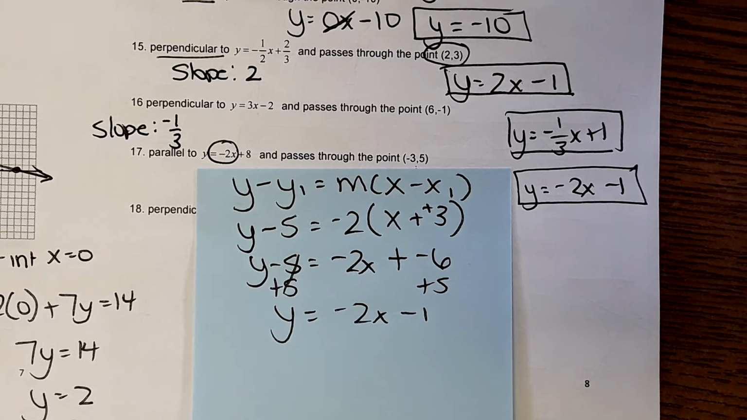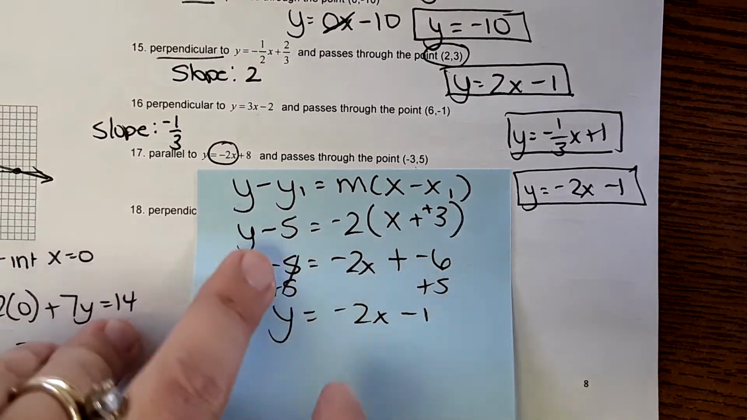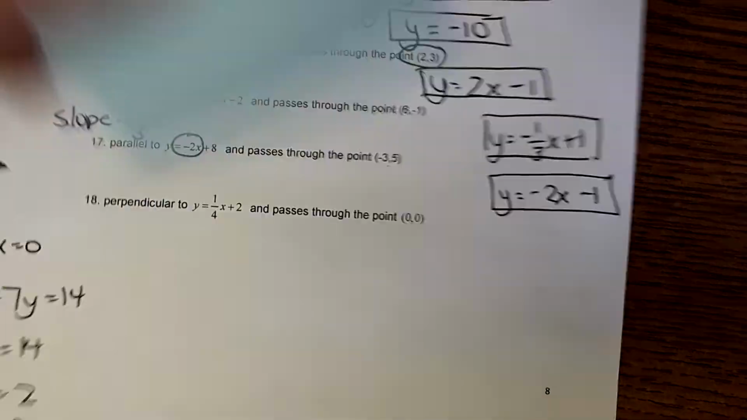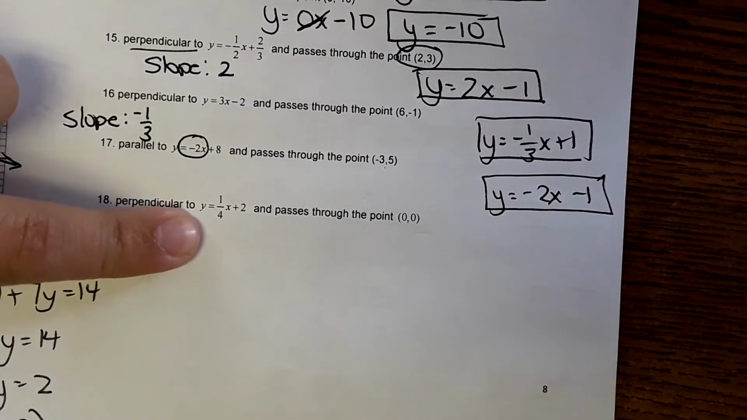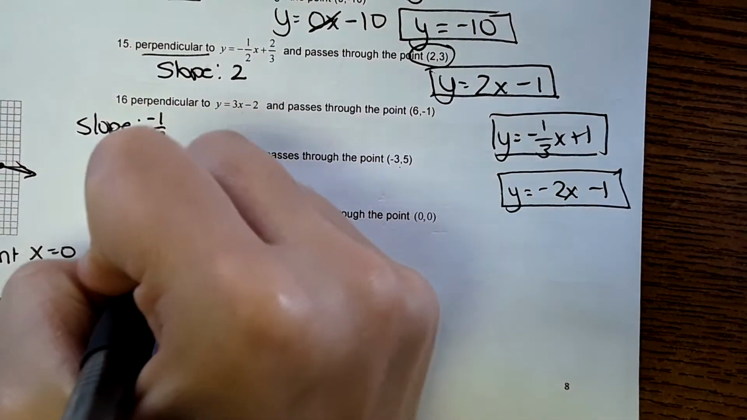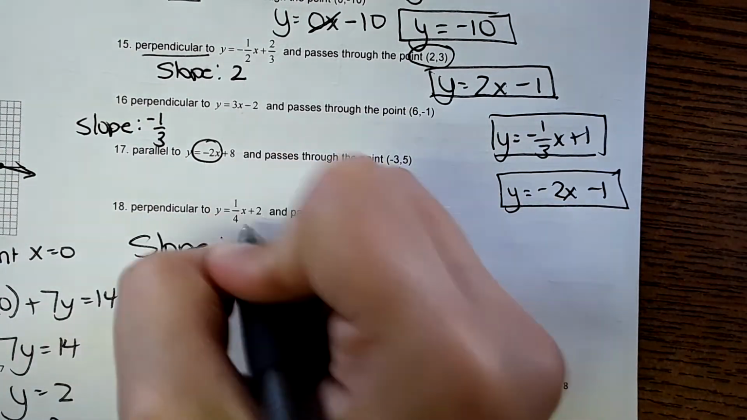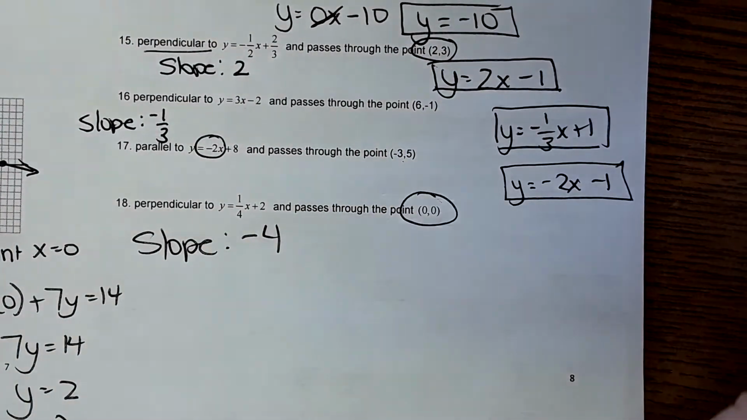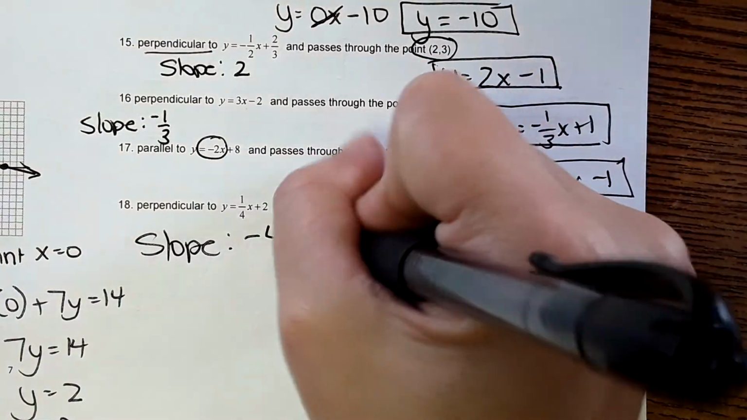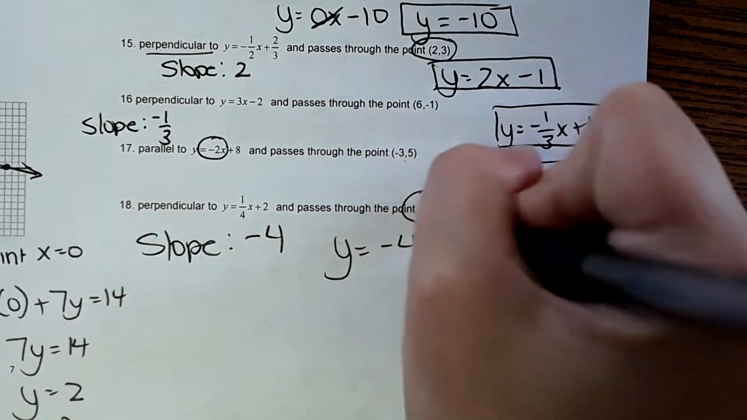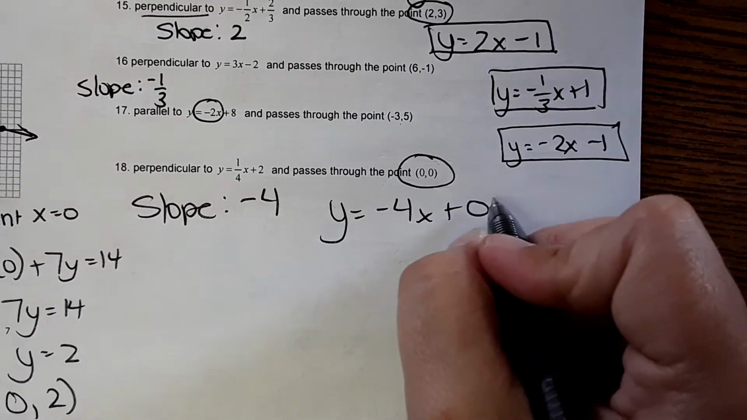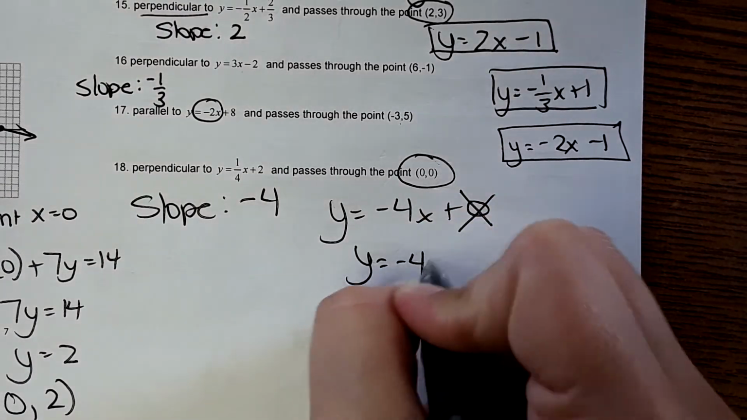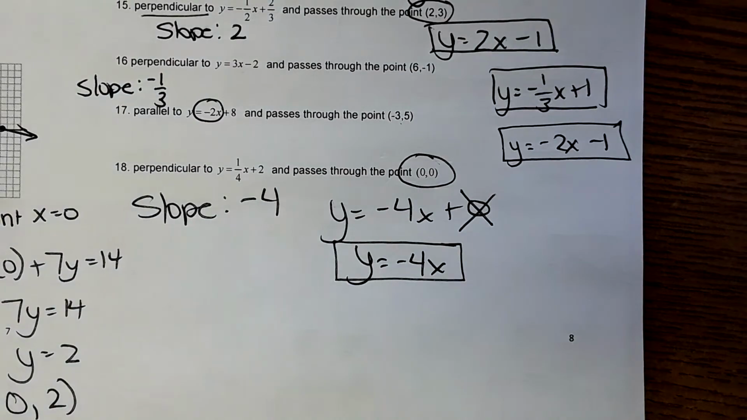And next. Perpendicular to this. Perpendicular, the slope would be the negative reciprocal, so it would be -4/1 or -4. Passes through the point 0, 0. That's the origin. That is the x and y intercept. So our equation would be y equals -4x plus 0, which obviously we don't write that, so y equals -4x. And we're done.